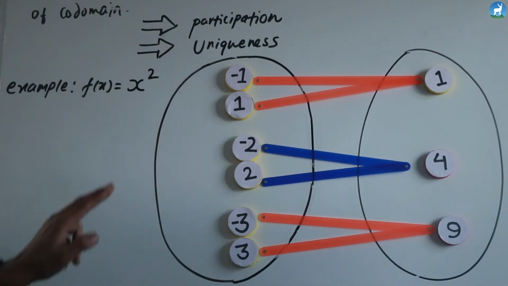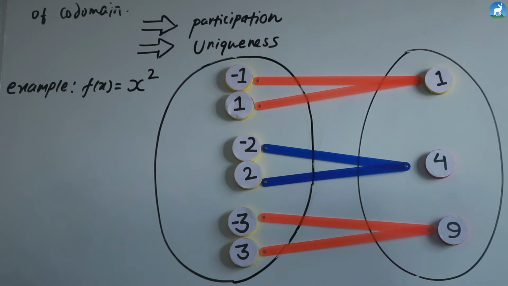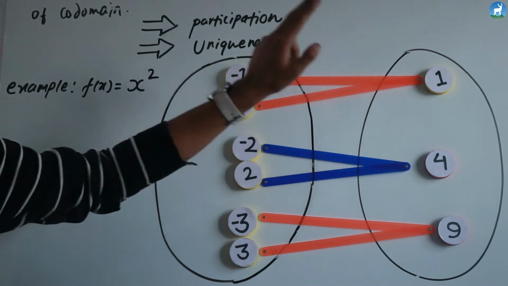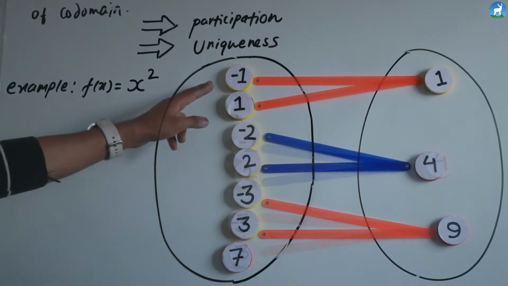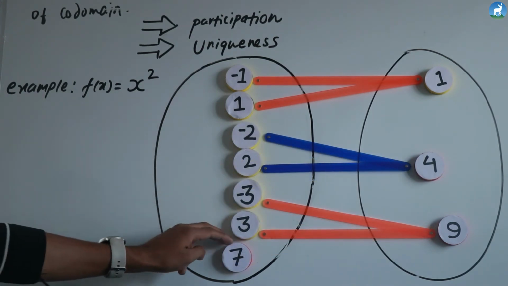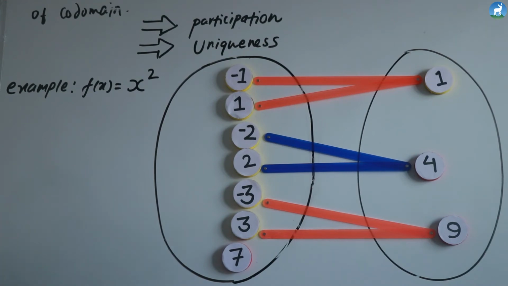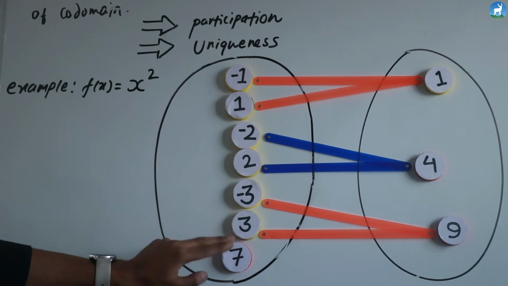Now, for uniqueness, is each and every element in the domain set mapped to a unique element? We find the answer to be yes. -1 has only one image in the codomain, and this is similar for all the elements in our finite domain, as you can see, from -1 to 3 over here. Now, the same question. If I put 7 in the domain set, will this still be a function?